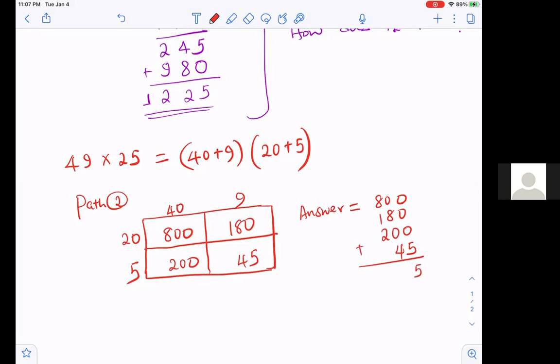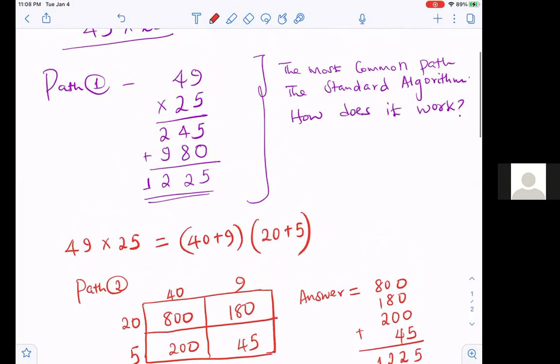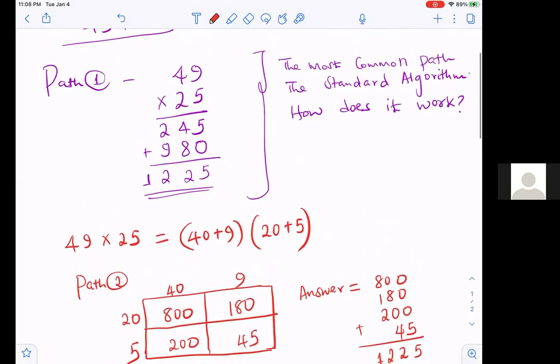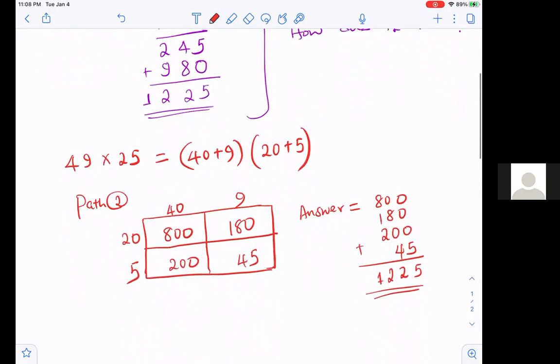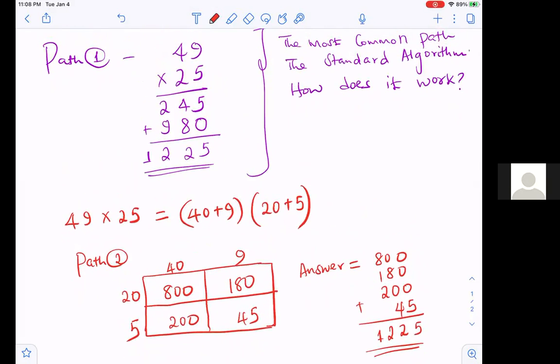So when we add, we are going to find that we get the same solution as given for the standard algorithm. So I don't know whether you see any correlation or any relationship between the partial products we have gotten here and the products that are obtained above here. If we look at this, we can tell that 200 plus 45 is the 245, and 800 plus 180 is the 980.